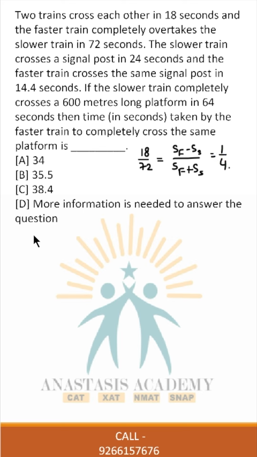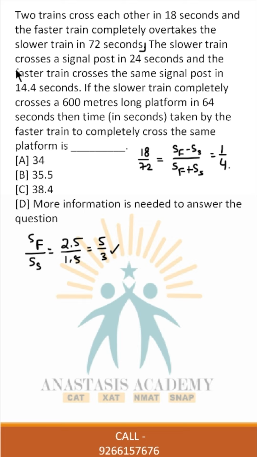Now upon solving this, you will get the speed of the faster train by the speed of the slower train is equal to 2.5 by 1.5, or finally a ratio of 5 by 3. Wonderful. This is the interpretation up to this point.